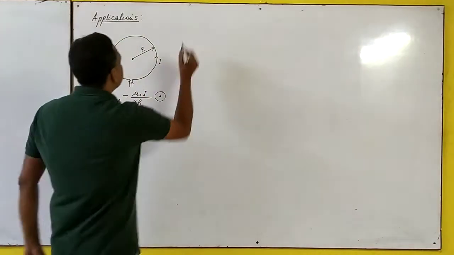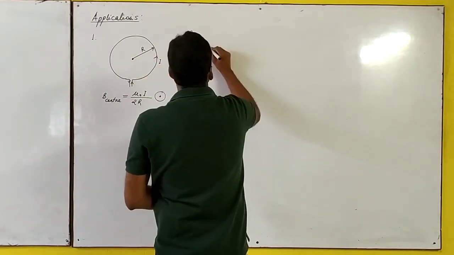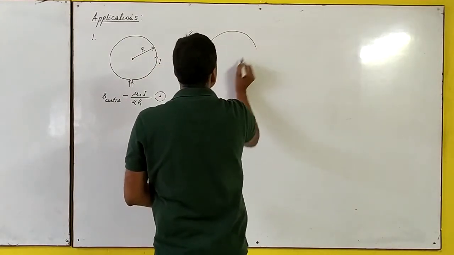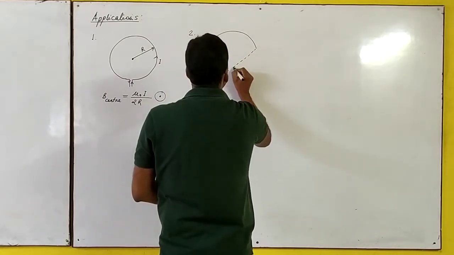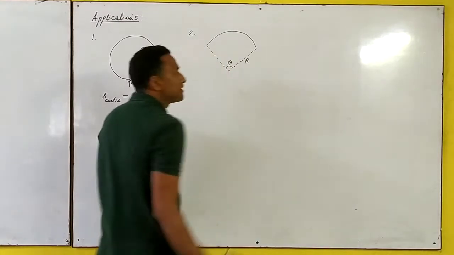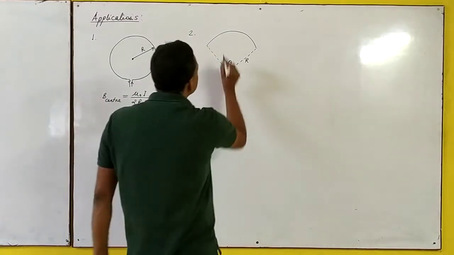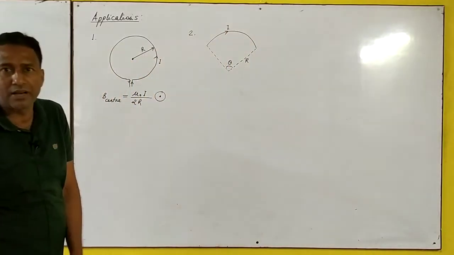Okay, done. Number 2, this you see now. If it is not a complete circle, suppose you have a circular arc, and the circular arc is subtending an angle theta at the center. Let me consider R to be the radius of the circular arc. Suppose I amount of current is flowing through the circular arc.